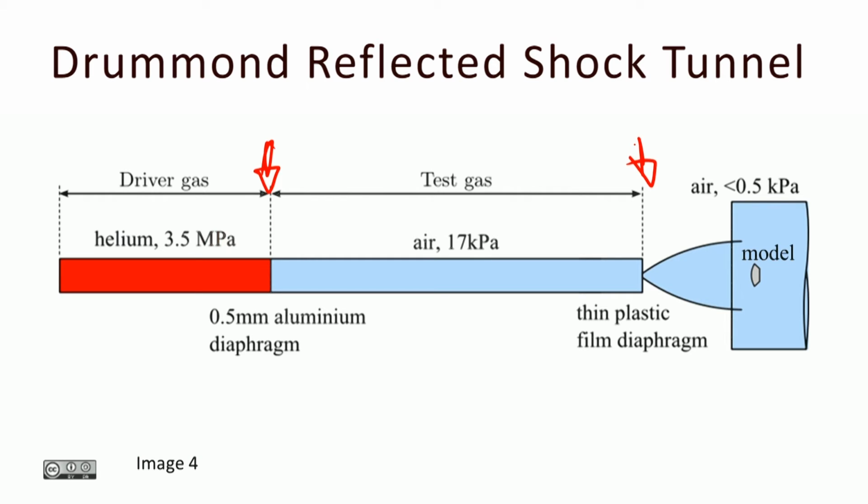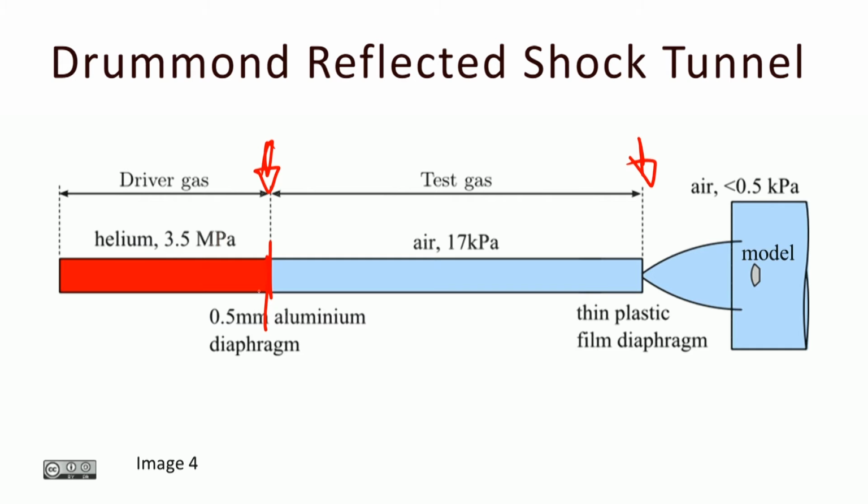On the left, we have high pressure helium, initially at 3.5 megapascals or 35 times atmospheric pressure. So that's the red volume of gas. To contain the helium, we use a 0.5 millimeter thick aluminium diaphragm. So that is across this interface here. The rest of the tube is filled with low pressure air. The initial pressure ratio between the 3.5 megapascals of helium and 17 kilopascals of air is over 200 times.